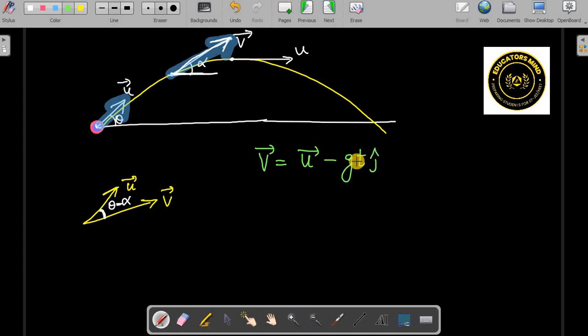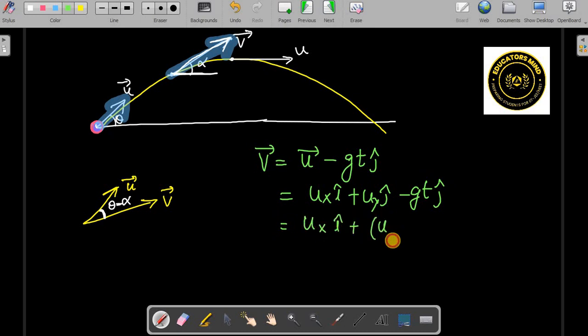So minus g t k. The u vector can be written as ux i cap plus uy j cap minus g t j cap, right? So you can club that together: ux i cap plus (uy minus g t) j cap. This is the velocity vector at the instant of time. And what is the initial velocity vector? The initial velocity vector is just ux i cap plus uy j cap.